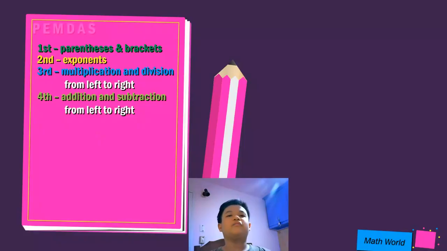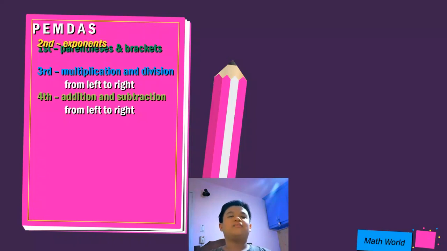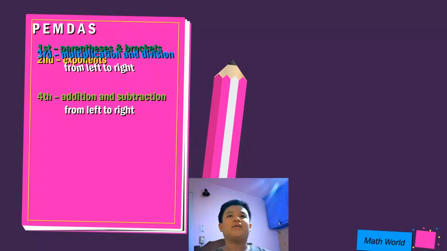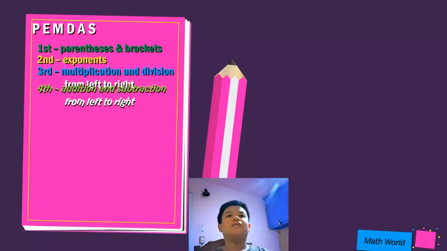The best way to remember is to use the acronym PEMDAS, and it goes something like this. First, do the operations in parentheses and brackets. Next, do the exponents. Then do multiplication and division from left to right. And lastly, do addition and subtraction from left to right.